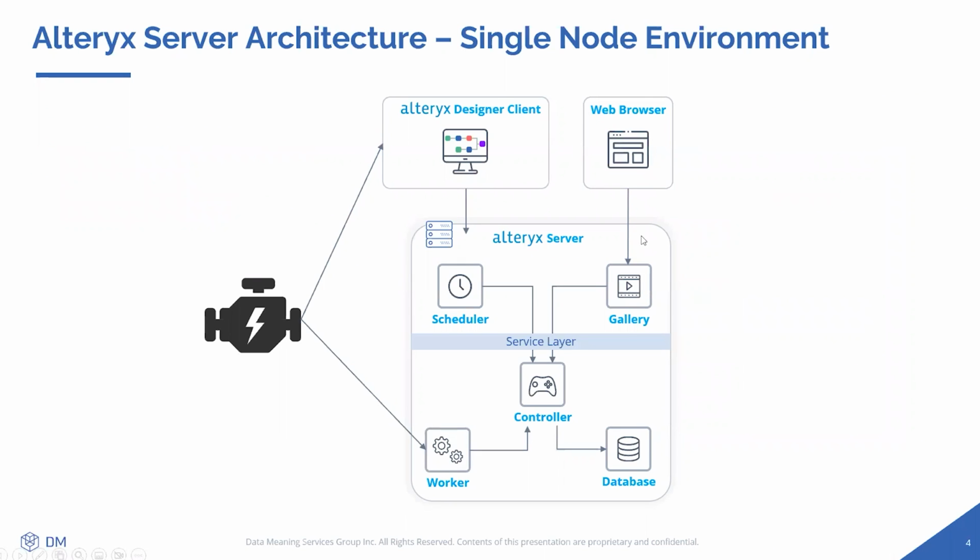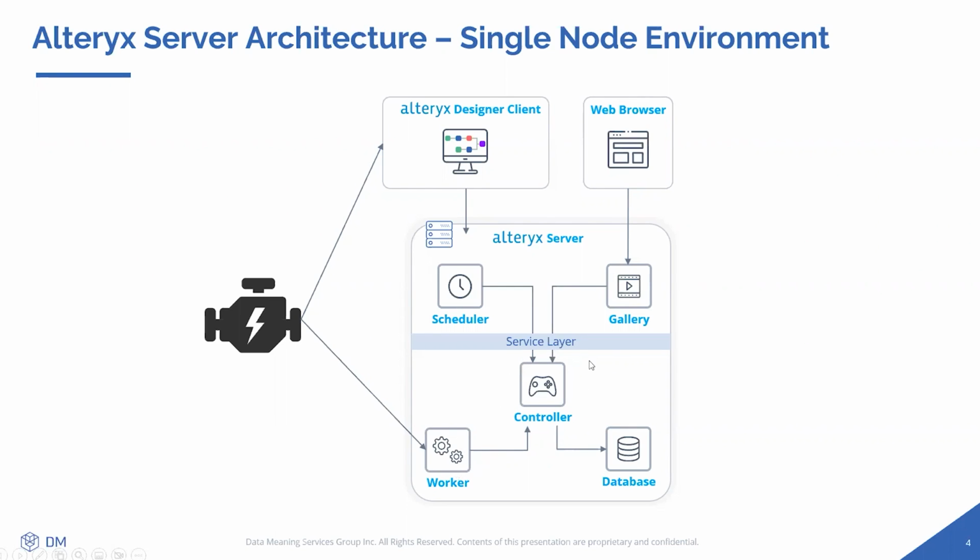Alteryx Server architecture. So this is an example of a single node environment. Everything here represents the Alteryx Server. We have Designer clients, which is how you publish to Alteryx Server, and then the web browser, which is how you access the gallery. The three main parts of the Alteryx Server are the gallery, the controller, and then workers.